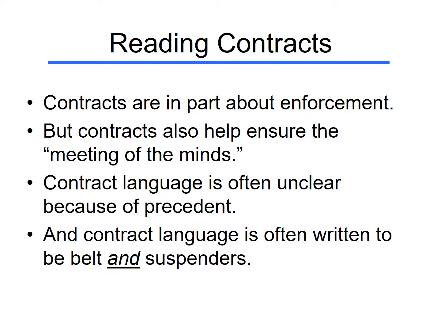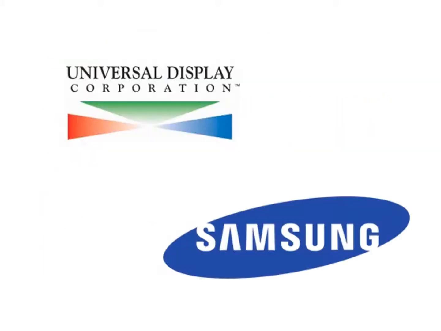Okay, those are my 4 big introductory points. Let's take a look at some contracts and some specific examples that go with them. The first example I want to look at is a pair of contracts between these 2 companies, a company called Universal Display and a company you know, Samsung.